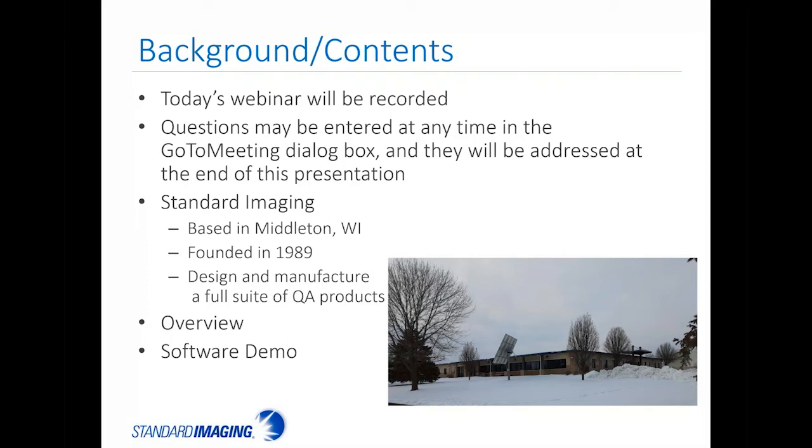To give you a little background about Standard Imaging, we are based in Middleton, Wisconsin, and Standard Imaging was founded in 1989, so we recently had our 30th anniversary. Standard Imaging designs and manufactures a full suite of QA products here in Middleton, Wisconsin. This is a photo of the office taken a few days ago, so we have a good amount of snow here on the ground.